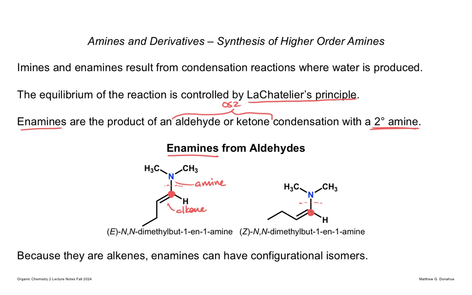The difference between these, you can see the geometry. You have E versus Z. And these are both coming from butanal plus dimethylamine. And so they're constitutional isomers where the alkene geometry is changed.